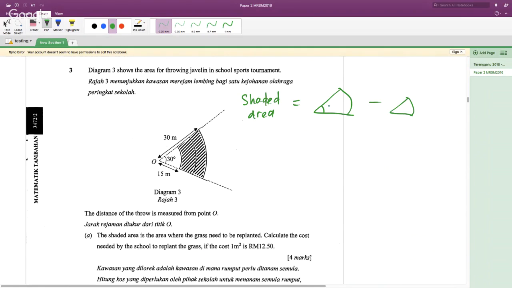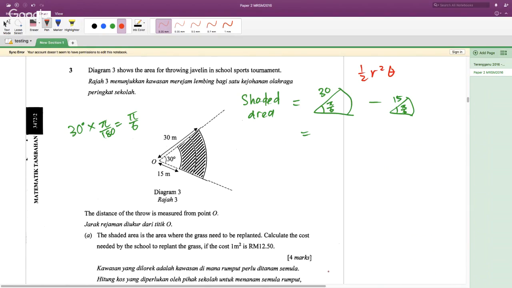So this is 30 degrees. Because I want to change to radians, I multiply by pi over 180. This one should be pi over 6. The big one is 30, the smaller one is 15. The angle is the same, pi over 6. Then you have to understand the formula for sector, which is half r squared theta.